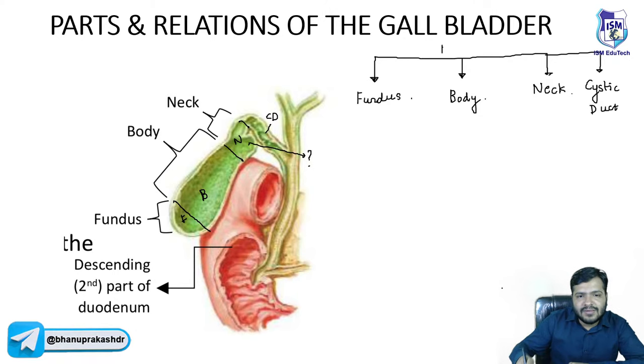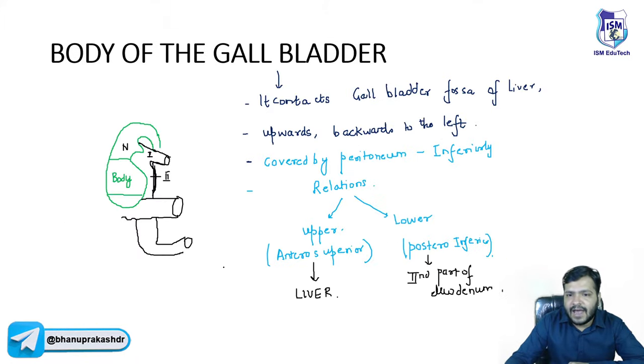But anyhow, you can just see over here, beta, that behind the body, the major part is the second part of the duodenum. I hope this is clear to everyone. So behind the body, yes, we have the second part. Even in some books, it is written first part as well, so no need to worry. Yes, some part of the first part of duodenum is also present. So I hope this body of the gallbladder is clear to everyone.